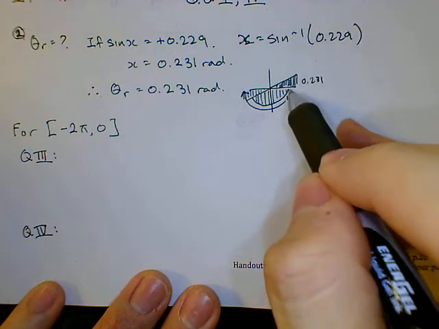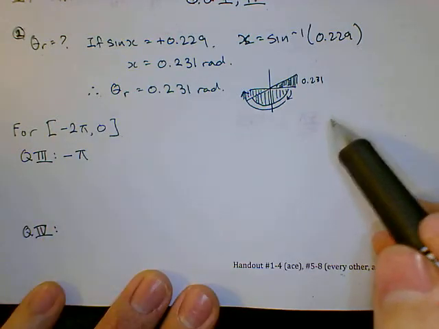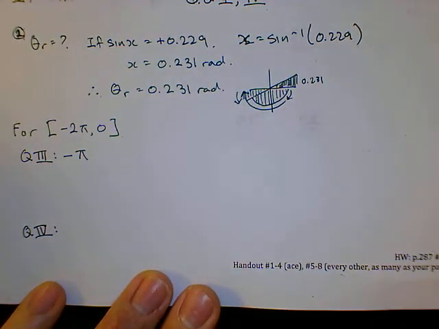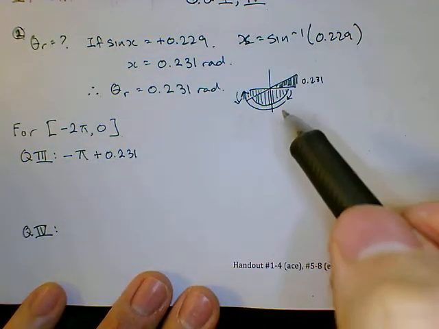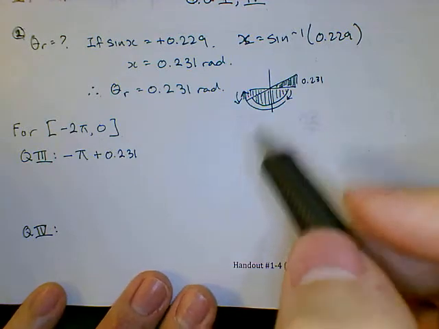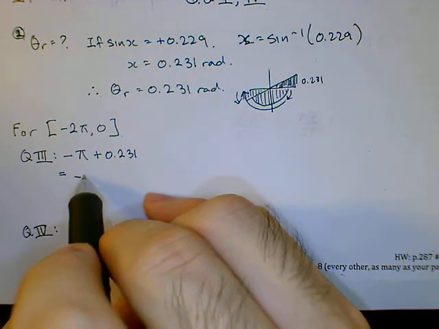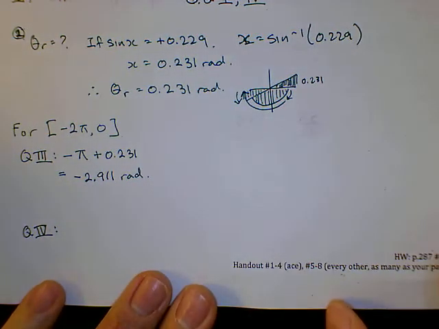Okay. So the entire half circle is pi in the negative direction. And if I add my related angle, I will get the angle I am looking for in quadrant 3. And this gets you approximately negative 2.911 radians.